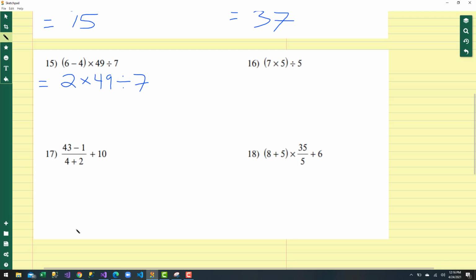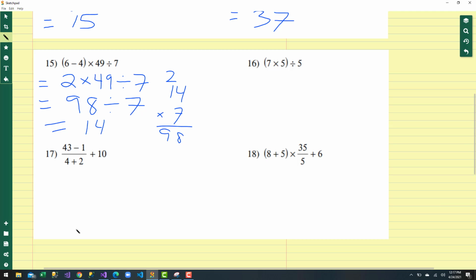So next, we have PEMDAS, multiplication, division. So I'm going to do here 2 times 49. So 2 times 49 is what? 98 divided by 7. Okay. Next, we have 98 divided by 7, which is 14. 7 goes into 9 once, 28, and that becomes 14. So 14 times 7 is 98. Let's double check that. 14 times 7 is equal to 8, carry the 2. Yep, 98. Perfect.